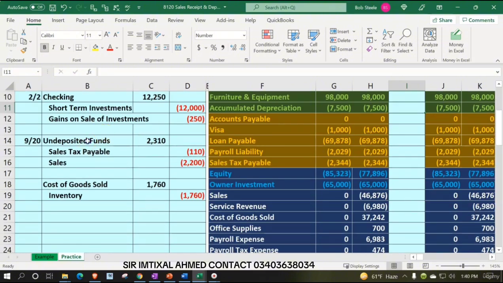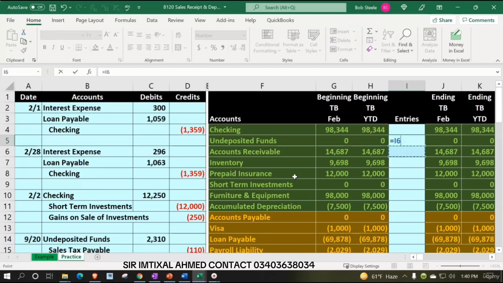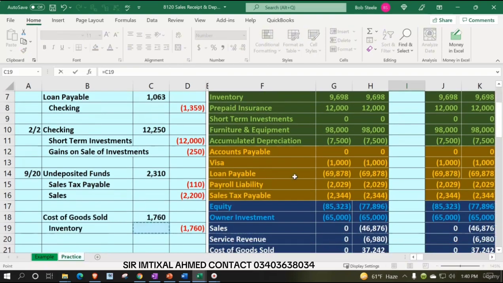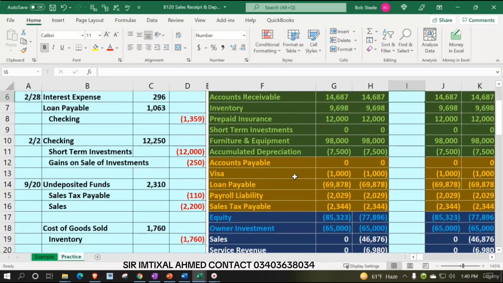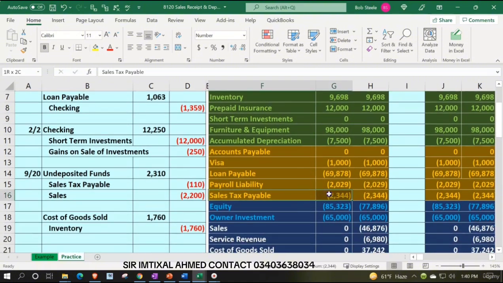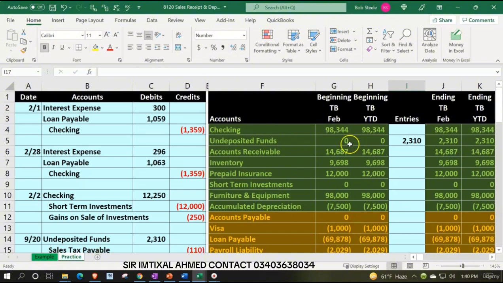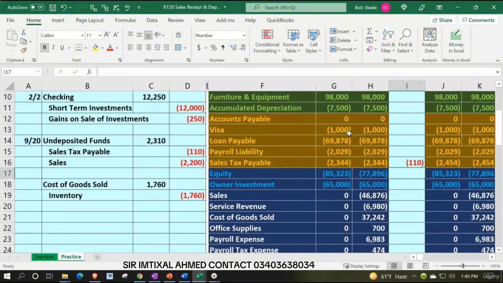So let's do it again. So we got the undeposited funds. Undeposited funds is going to be up top, second account. We're going to say this equals, scrolling down to that 2310. And then we're going to have the sales tax. So the sales tax is down here in the liability area. Sales tax is going to be equal to the 110. Notice these are balance sheet accounts, so there's going to be no difference between the year to date and the February numbers. There will be a difference in total when we get down to the income statement numbers.